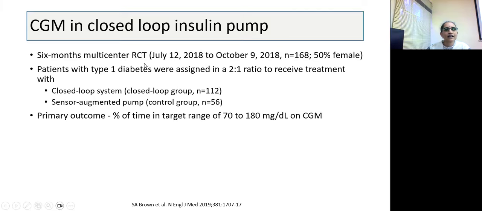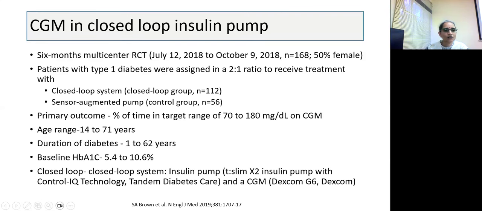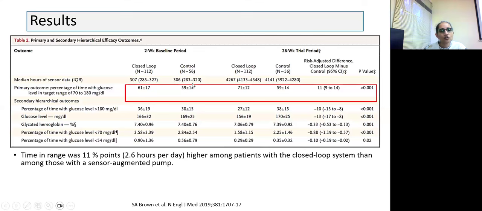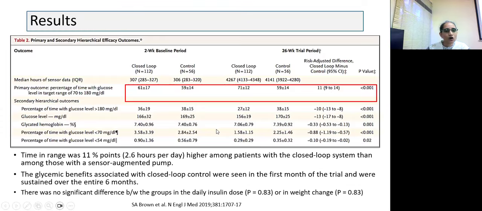So in a multi-center randomized control trial in patients with type 1 diabetes who were assigned to closed loop system versus the sensor augmented pump, it was found that the closed loop system led to the primary outcome, that is the better time in range of 61% versus 59%. And also the glycemic benefits associated with closed loop were seen as early as the first month of its use, though there was no significant change in the insulin doses between the two groups.